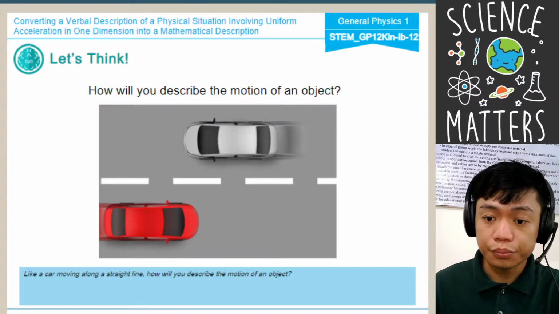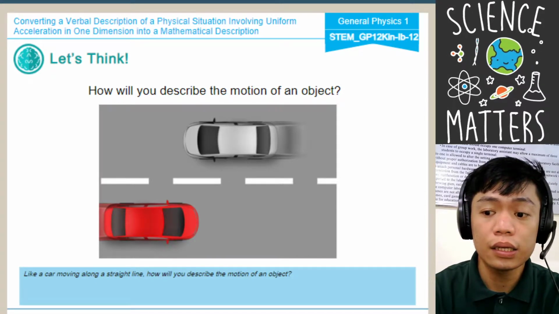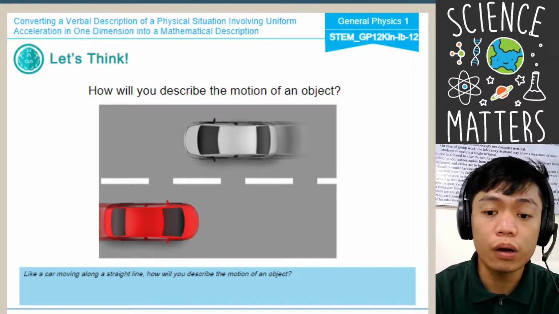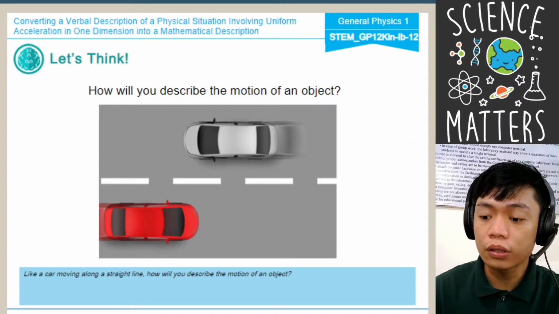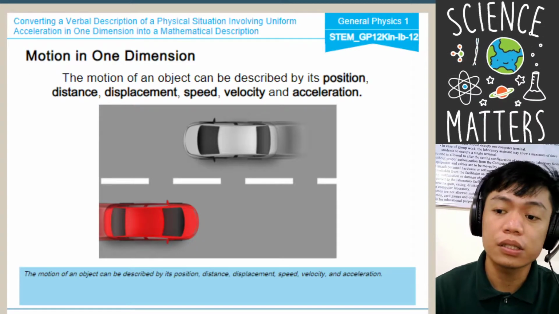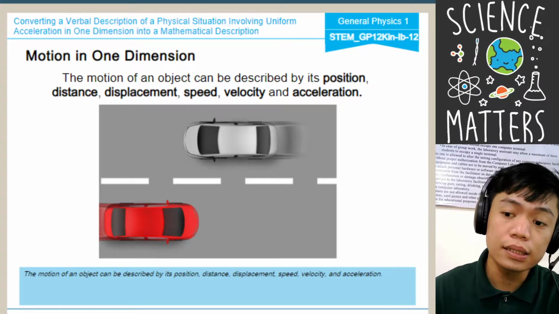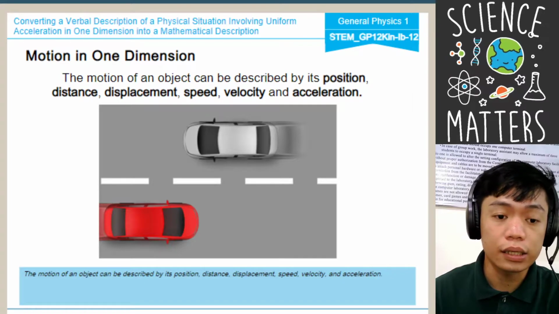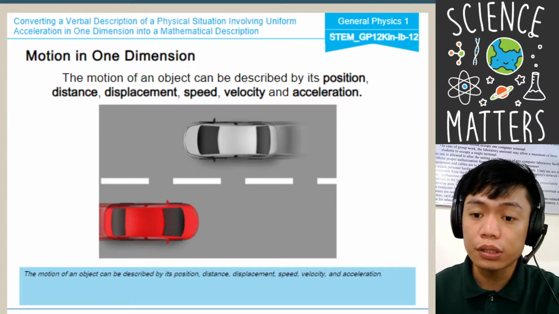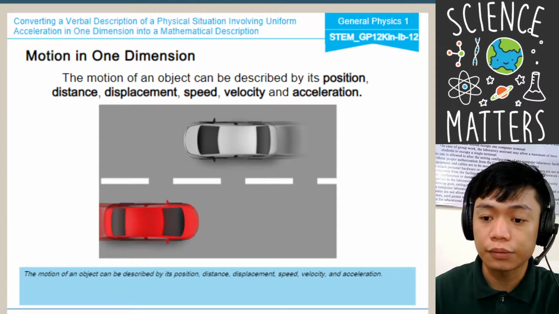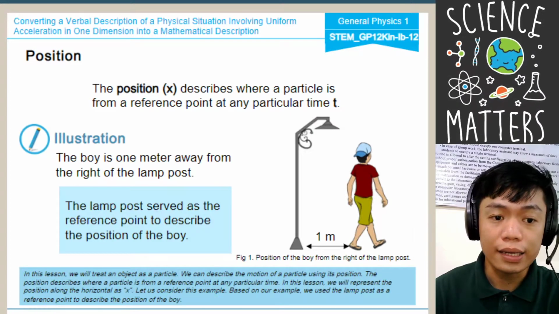So let's begin. How will you describe the motion of an object? How will you describe the motion of these two cars? The motion of an object can be described by its position, displacement, distance, speed, velocity, and acceleration. These terms are all connected to each other in order for you to describe the motion of an object. When we say position, it is in the value of x.